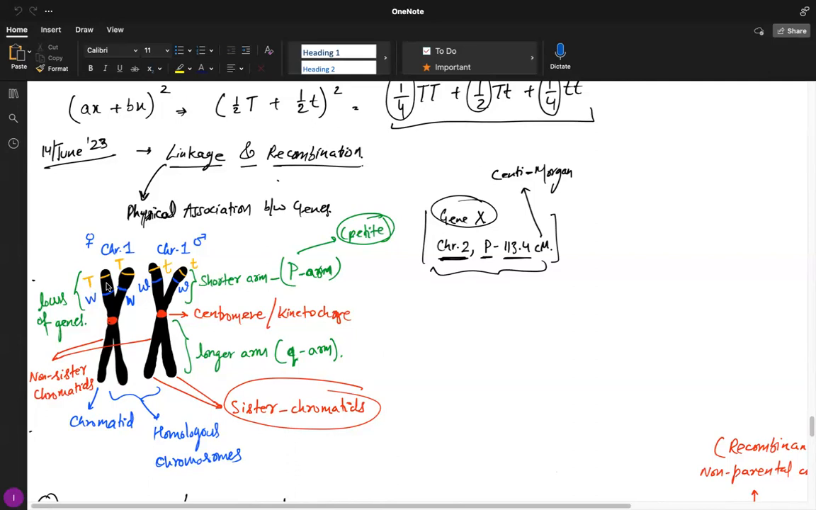It is never the case that on one chromosome, all the alleles or all the genes are dominant, or on the other chromosome, all are recessive. So the rule of dominance and recessiveness only applies to alleles, but not to the chromosome itself. Okay, does that make sense? Yes, sir. Yeah, that's good.